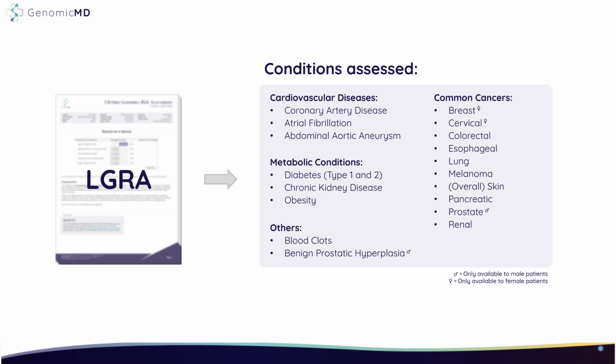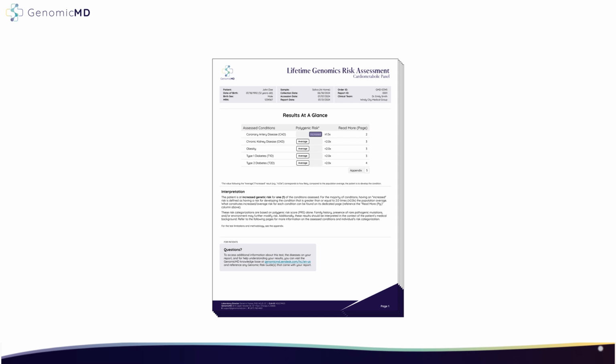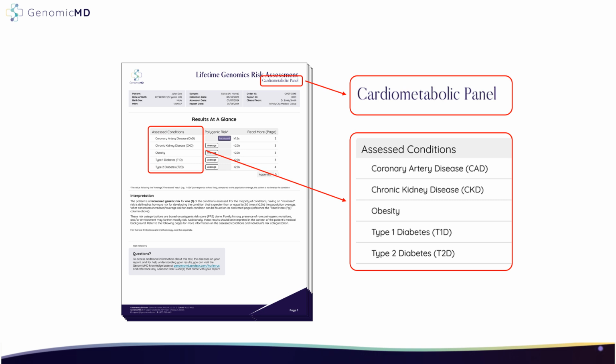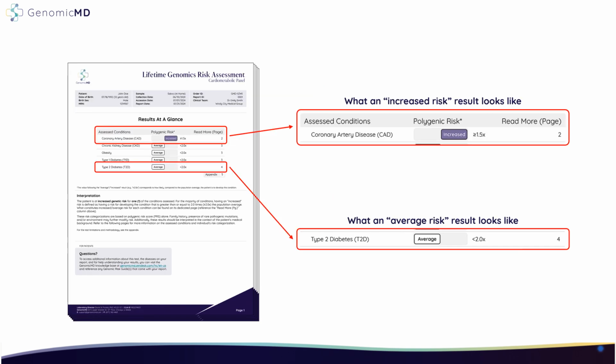So, what does a report actually look like? Here you can see a sample report for John Doe, a male in his early 30s. John had the cardiometabolic panel ordered, and so he had his genetic risk assessed for several different conditions, including coronary artery disease and chronic kidney disease. The LGRA will indicate whether his risk for these conditions is increased or average. Here you can see what both of those results look like.